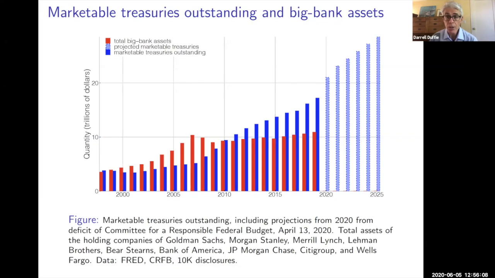They can do it on a normal day, as they have been most days, but when there's an episode of surging demand for liquidity, as we saw in March of this year in the COVID crisis, the dealers were just not up to the job, and the Fed had to step in.